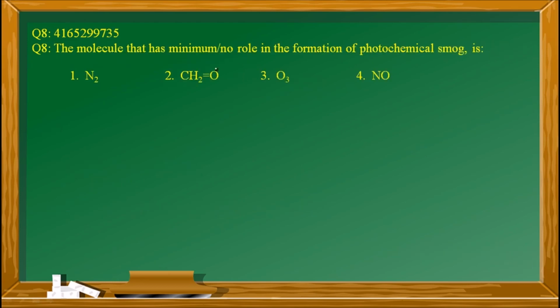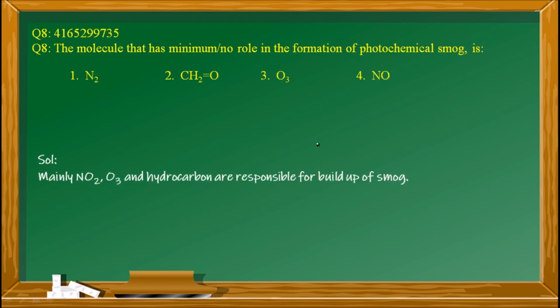Next, the molecule that has minimum or no role in the formation of photochemical smog is, what is the smog? Yes, smokeless fog is known as smog. What is the reason? Yes, friends. So it is because of ozone, nitrous oxide and formaldehyde. Yes, these all cause photochemical smog, whereas nitrogen does not cause photochemical smog. So the option number 1 is the correct option, friends.